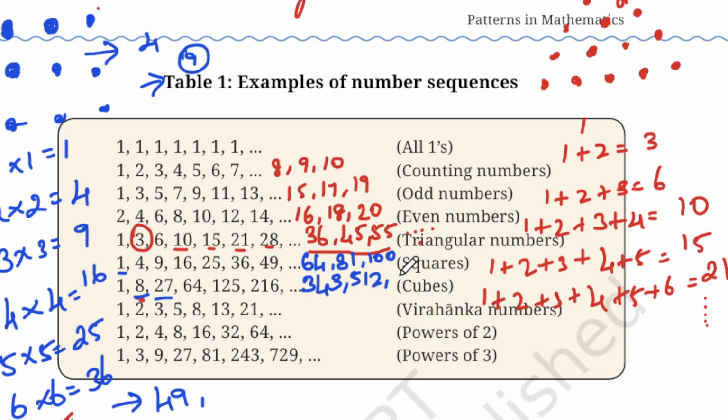So next we have 9. 9 9s are 81. Then 81 9s are 729.